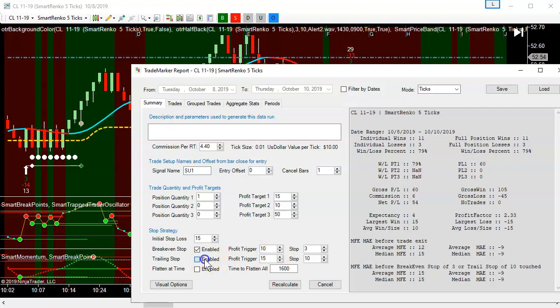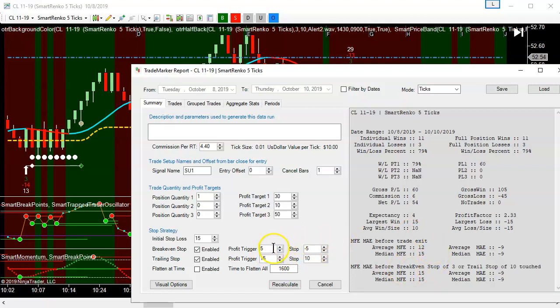We can also put in a trailing stop. You can actually do break-even and a trailing. If you do this, the profit trigger for the break-even stop needs to be less than the profit trigger for the trailing stop. So let's increase our profit target. Let's go for 30 ticks. Let's move this down to 5. Let's set that to minus 5.